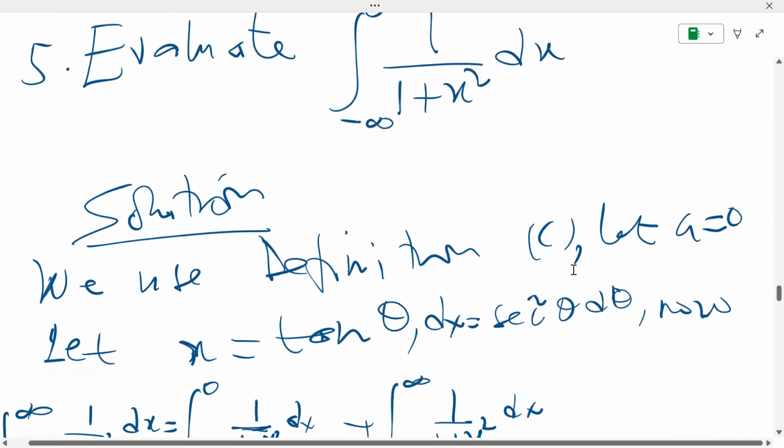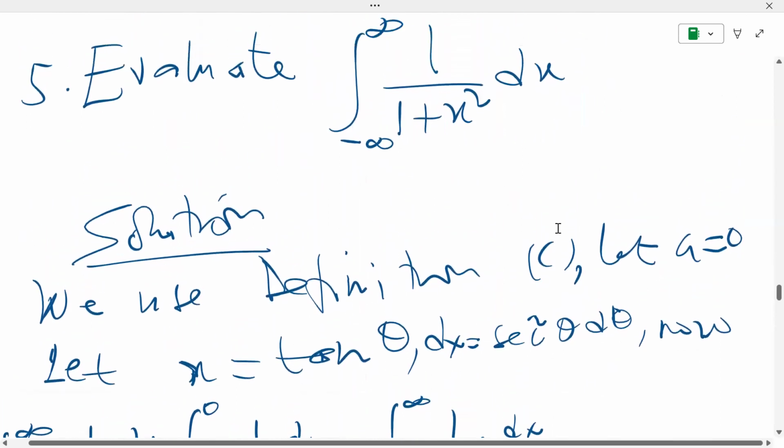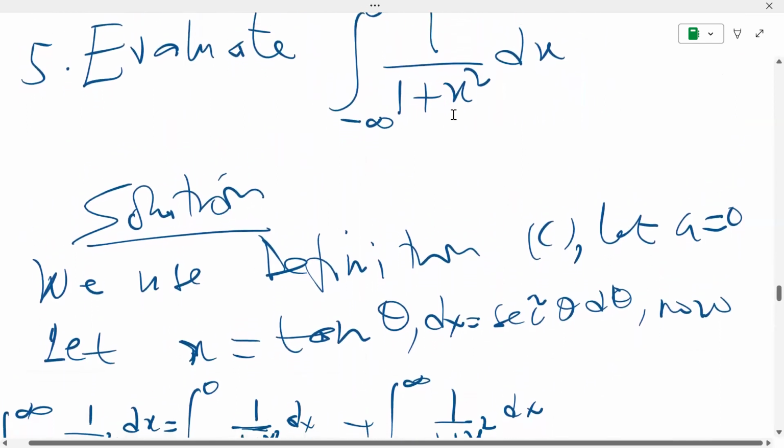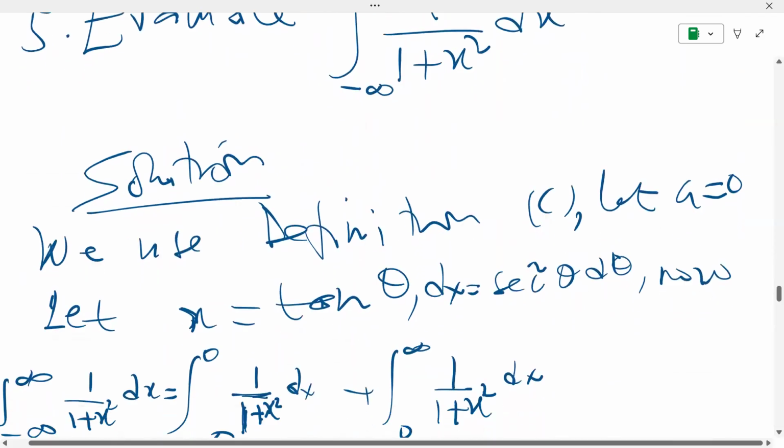So we are using the definition C. Now, over here, we want to make use of the trig identities. So we say that let x equal to tan theta. Now let's differentiate both sides. So when we differentiate with respect to theta, we get dx equals sec squared theta d theta. And so now I want to go back and do the substitution.